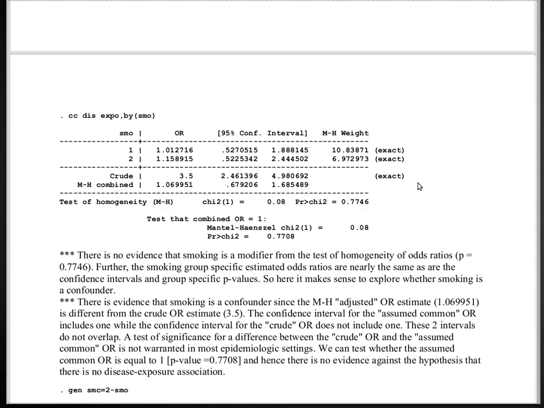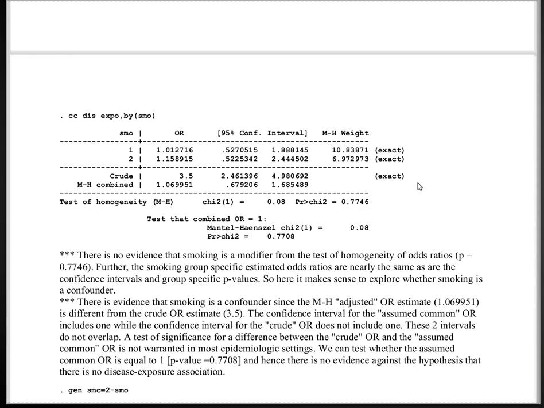Maybe you've heard of these numbers, sometimes 10%, 15%, and so on. The point being here is that whatever number we take, there's evidence that the crude is different from the adjusted, and we have evidence of confounding. Now notice the assessment of confounding is only made available to us because we have ruled out smoking as a modifier. Okay? So the combining of the two becomes available to us because there's no modification.